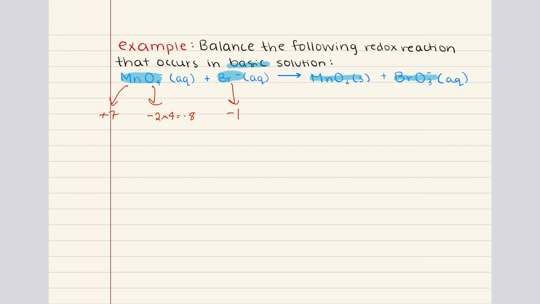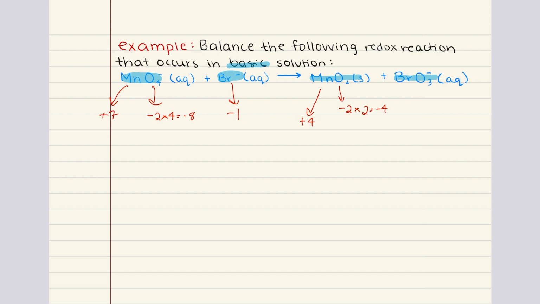So here we have manganese 4 oxide. This is a neutral compound. Oxygen has an oxidation number of -2, and there are 2 oxygen atoms. So this gives us a total negative charge of -4. In order for the sum to equal 0, manganese needs to have an oxidation number of +4.